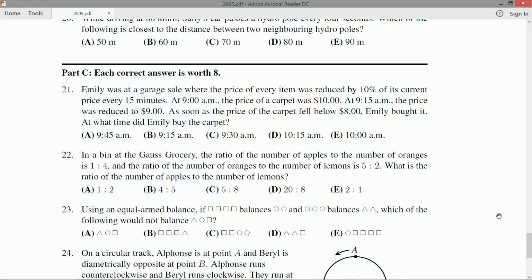This is the first of our Part C questions worth 8 marks, so they are correspondingly a little harder than the previous questions we've seen.